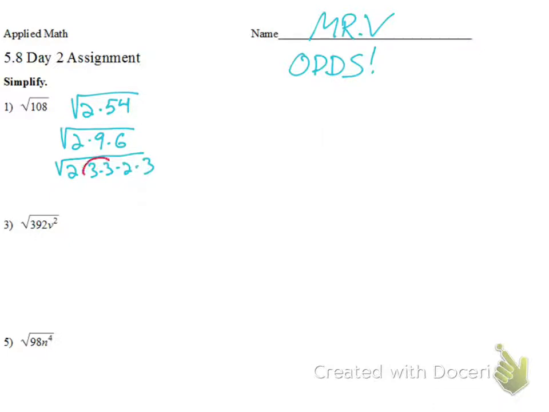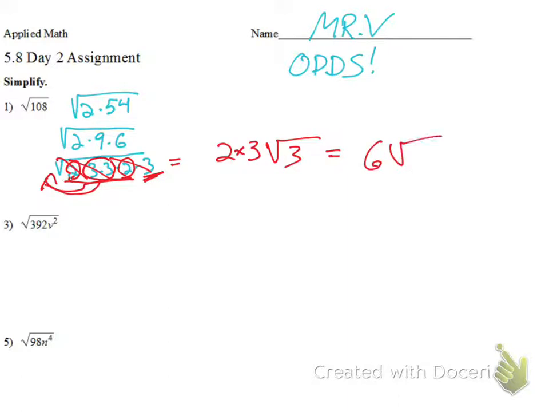So I got a pair of 3s, and then also a pair of 2s. I'm going to bring those out, and they're going to multiply. Okay, so what that's going to look like is going to be 2 times 3, and then what's left under the radical is just this 3 right here. So then I can simplify a little more, so it'll be 6 radical 3. All right, let's go to number 3.